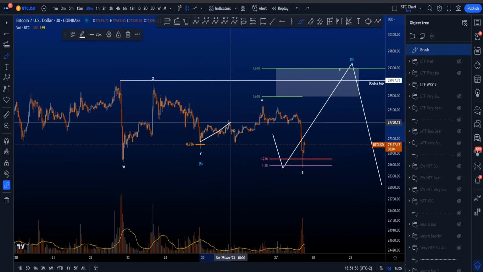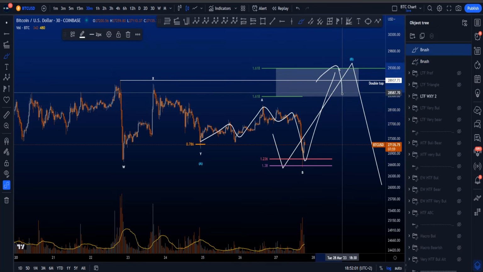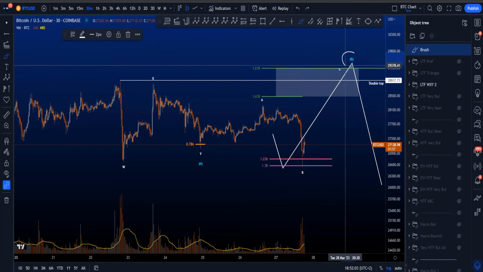In this scenario, we then have a 3-wave in the A followed by a 3-wave B, and we would now be looking for an impulsive move up for C to then finish the blue B.